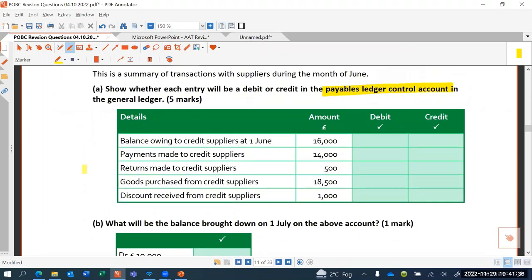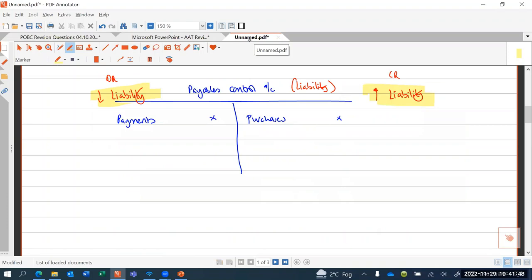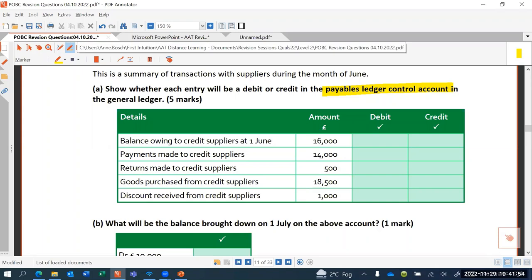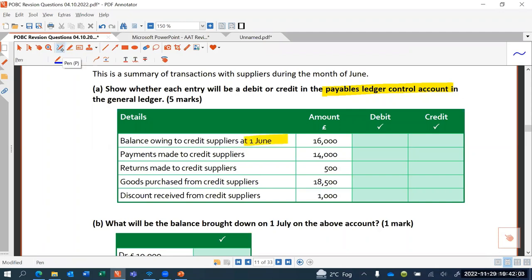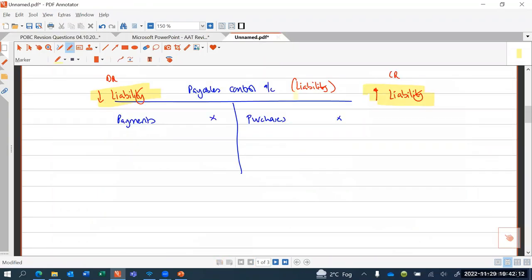So this is basically me now creating, in a little list format here, a payables ledger control. So it's asking, where would I see these entries in my control? If I was to fill that control in full, where would I expect to see each of these items? So the balance owing to the credit suppliers on the 1st of June. So the first day of the month, where will that balance be, on the debit or the credit side? Well done. On the credit, because it's a liability. Remember this? Liability account. Anything that makes the liability more is on the credit side. So you would start with the balance owing on that credit side.